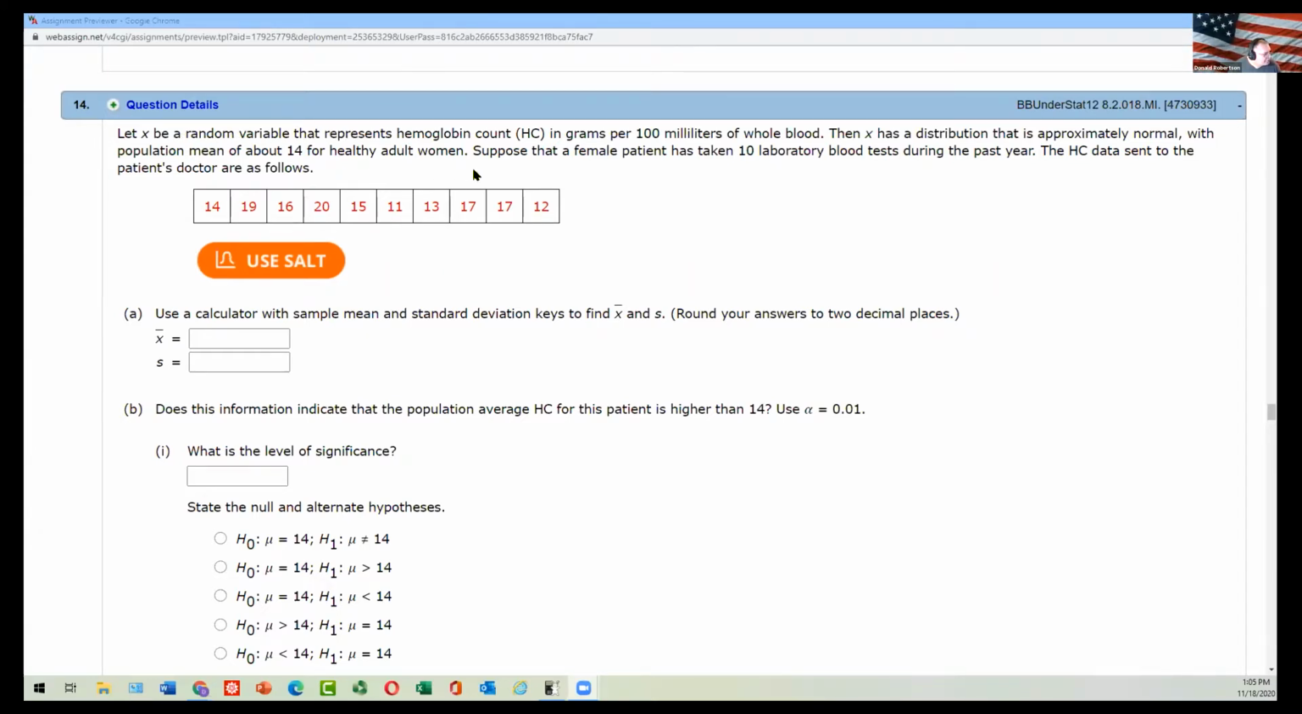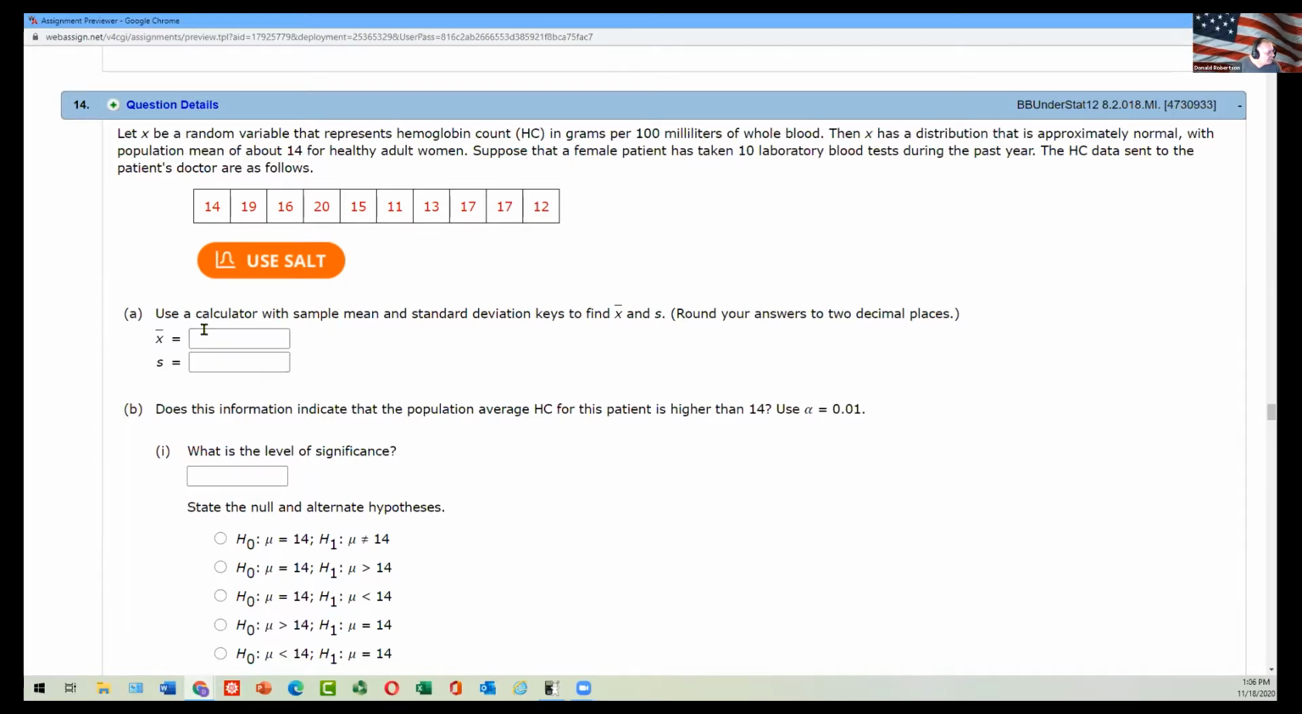Let X be a random variable that represents hemoglobin count, HC. What they did here is they collected data on 14 healthy adult women, so N equals 14. And suppose that a female patient has 10 laboratory tests. Oh, they're giving me two numbers here to throw me. So the sample size is 10, and the 14 isn't how many healthy women it is. The 14 is what a healthy woman's HC count would be.